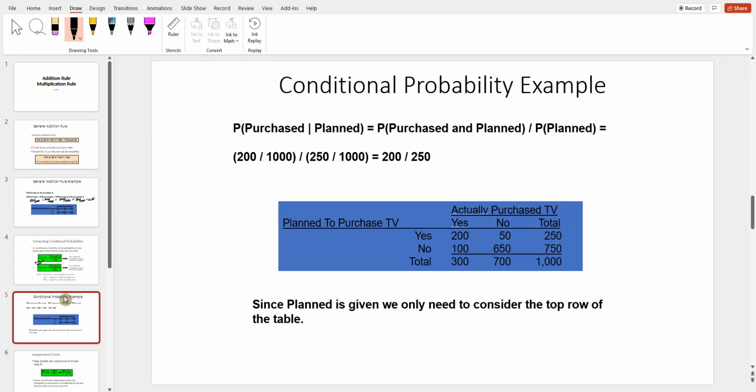So let's say we wanted to calculate the probability that you actually purchased a TV given that you plan to buy a TV. So we're going to calculate purchased and planned. That will be 200 over 1,000. We're going to divide that by the probability that you actually plan to buy a TV. That will be 250 over 1,000. So when you simplify the fractions, you get 200 divided by 250, which is 0.8.